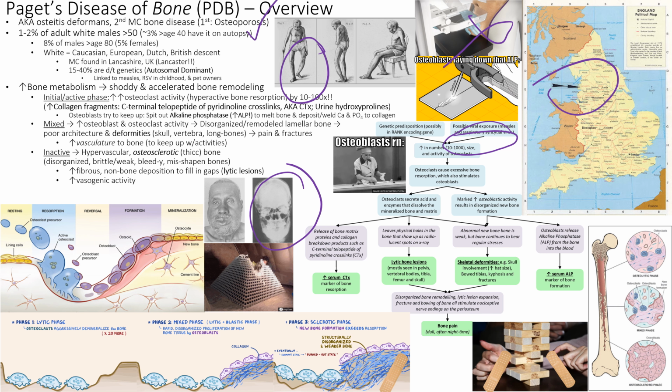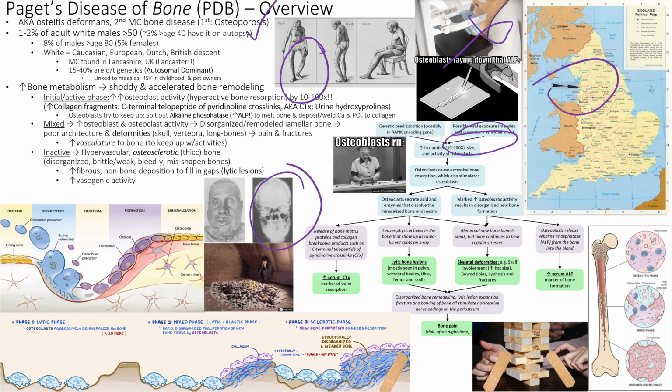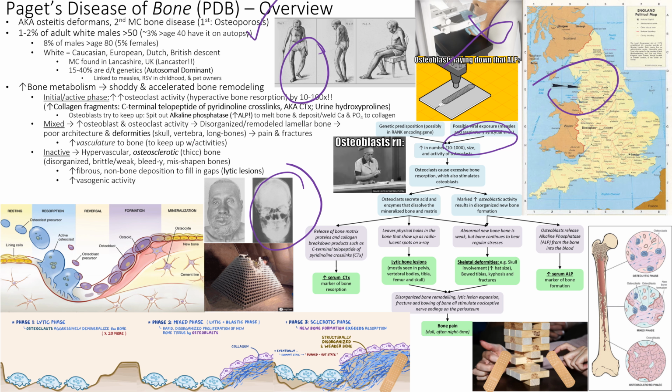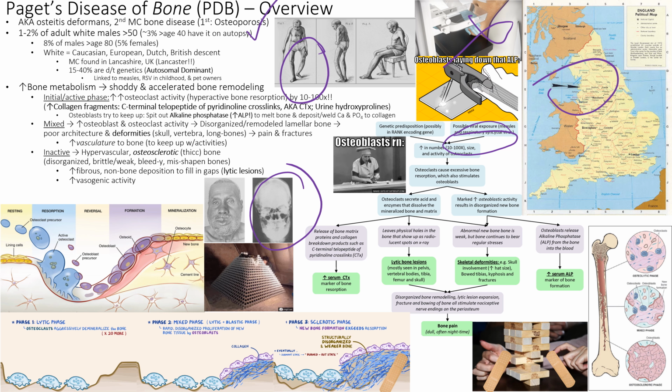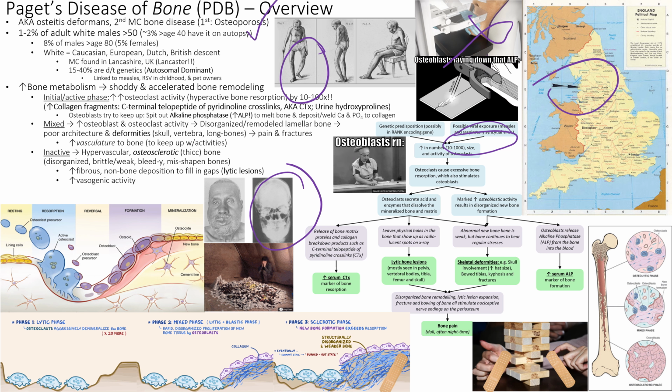Okay, so there's an initial phase where you have all this clast activity, breaking down the bone, and the osteoblasts are trying to fix that at the same rate. And you can do scans, I think they're called thermography scans, where you can see the heat map, and you can see all this extra activity in the skull, for instance, or in the hip or long bones. You can see all that activity because the osteoblasts and osteoclasts are going so fast.